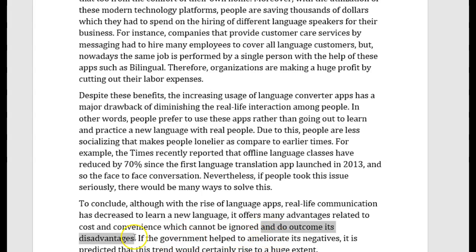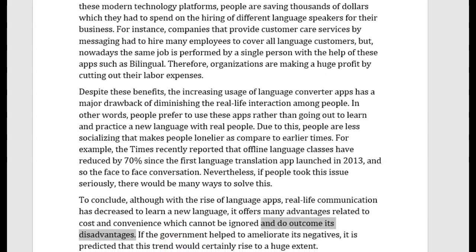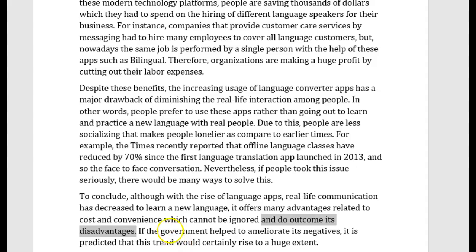It just overcomplicates the sentence. So, I mean, you're basically saying this. Its advantages cannot be ignored. Okay? If the government helped to ameliorate its negatives, it is predicted that this trend would certainly rise to a huge extent. Okay, that's a little strange. Why are you bringing in the government here? You never talked about the government. You never made us understand that the government could potentially play a role in something like this. So all of a sudden to throw this idea in here seems rather strange. I don't know why you've chosen to do that, and honestly, I would have left this out.